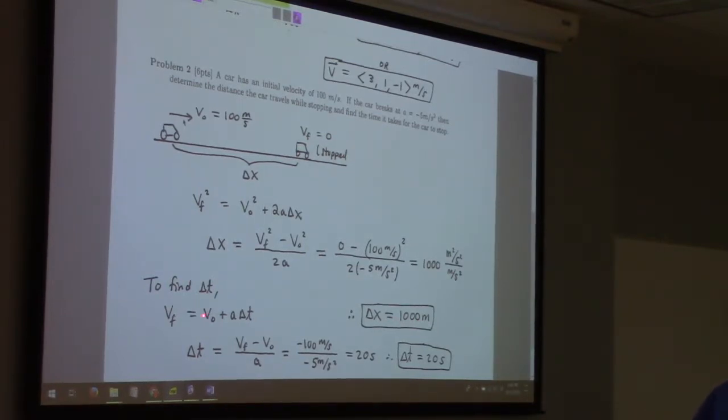The time, well, the time we can calculate from the velocity equation. Velocity is the initial velocity plus acceleration times time. So if I solve for the time elapsed, I get the final velocity minus initial velocity divided by the acceleration, which ends up being 20 seconds. So that's how you do it. And any questions about that?